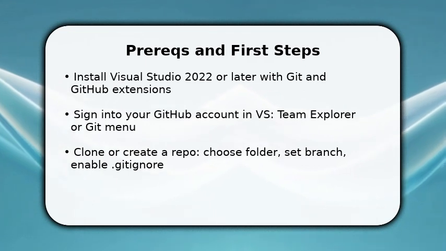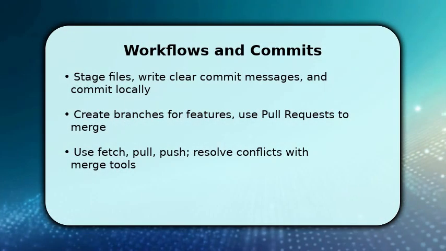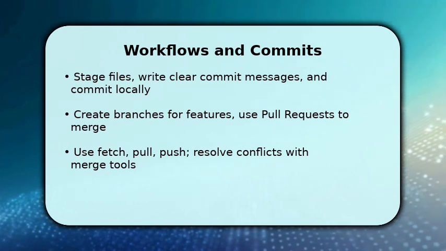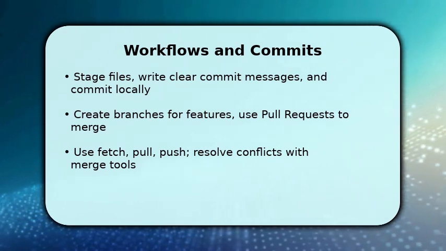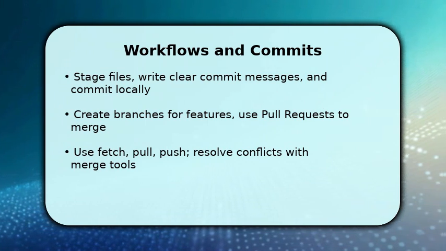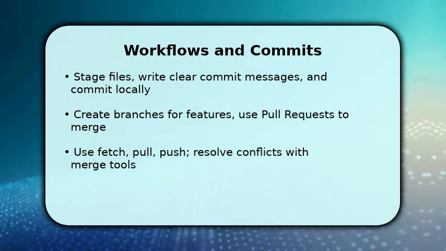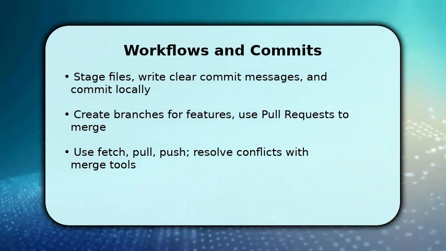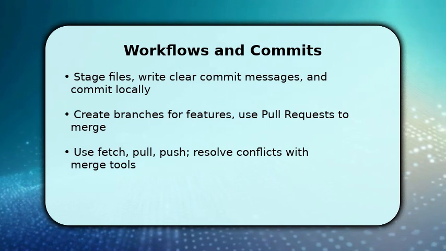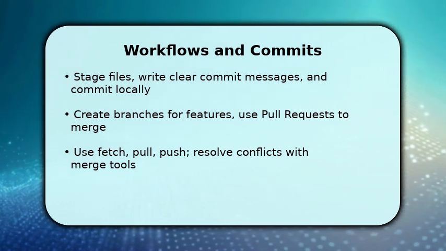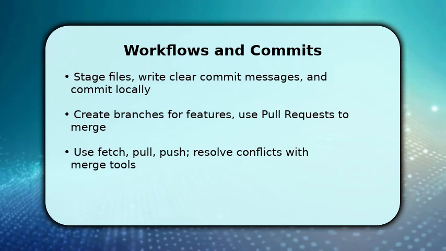time on optional configurations. Once your workspace is ready, make changes and stage files in the Git Changes pane. Write concise, descriptive commit messages so history remains useful. Create a feature branch for each task to keep work isolated, then push the branch to GitHub and open a pull request for code review.